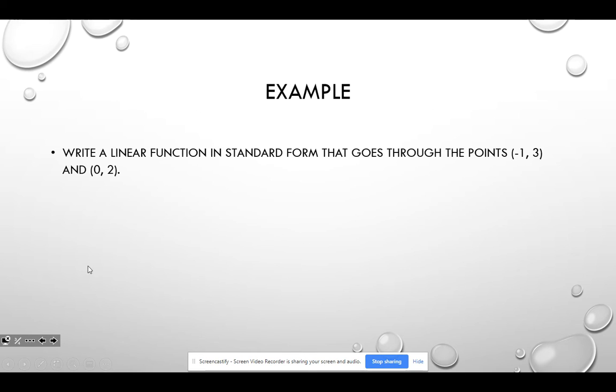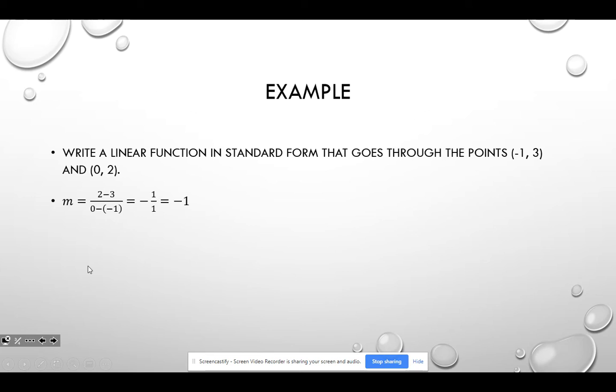Here's an example. Write a linear function in standard form that goes through the points -1, 3 and 0, 2. The first thing I would have to do is obtain the slope of that line. I'll use my slope formula, which again is y1 minus y2 over x1 minus x2. And I found the slope with those 2 points to be -1.